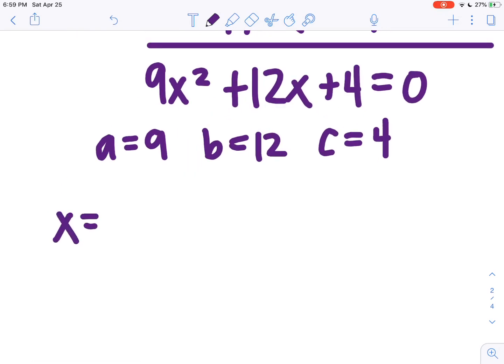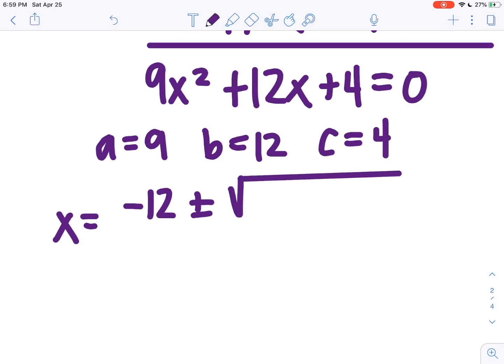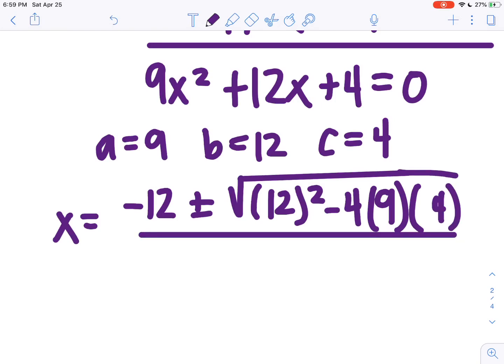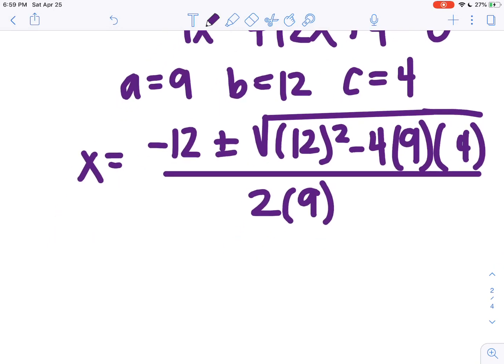So x equals the opposite of b, plus or minus the square root of b squared, so 12 squared, minus 4 times a, which is 9, and c, which is 4, all over 2 times a, which is 9. Okay, and then we're going to calculate it out.